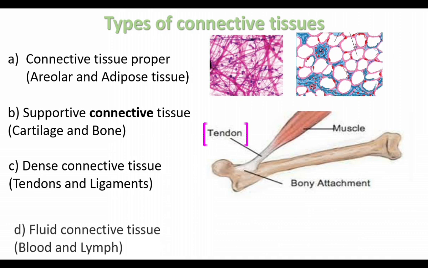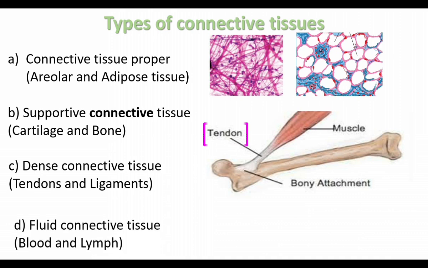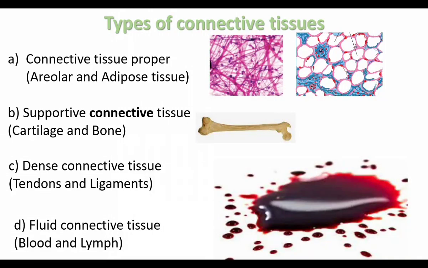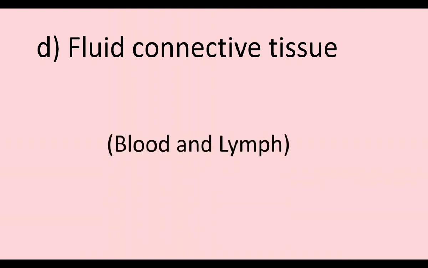The fluid connective tissues are blood and lymph. Blood is a red colored tissue, lymph is a white colored tissue. Both are fluid connective tissues. We will learn about the fluid connective tissues, blood and lymph, in the next video.